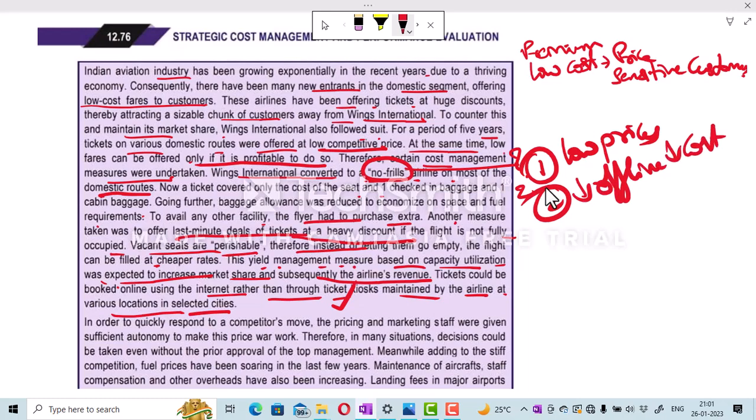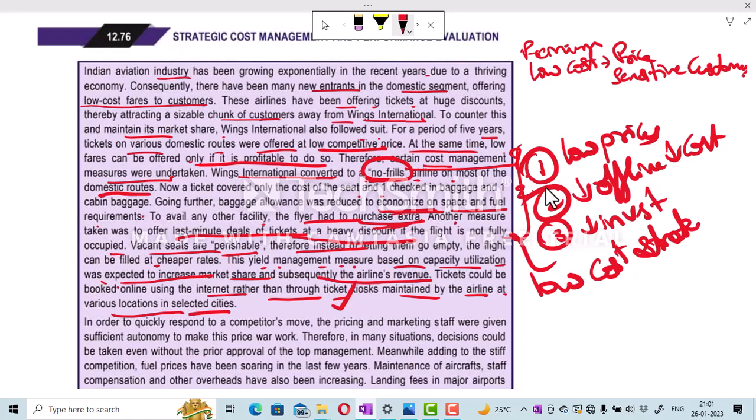And what were they doing to attract the customers? Their economic prices, and customers purchase extra baggage. They have less baggage to economize on space and fuel. They want to reduce the fare, so they are trying to reduce the investment. It means they are following the low cost strategy for the no-frills airline. They asked this, no? Because of all these three reasons we declare it as a low cost strategy.